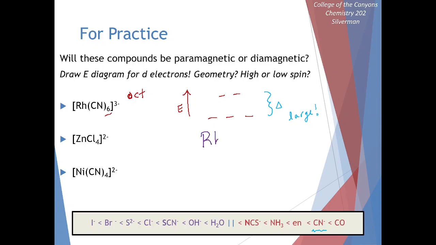Next, we can consider our rhodium 3+. Rhodium 3+ has what electron configuration? If we have 4d6 as our d electron configuration, we want to fill in our d electrons, 1, 2, 3. For a strong field ligand, we're going to have low spin, 4, 5, 6, all filling up down low. This compound we can predict to be paramagnetic.